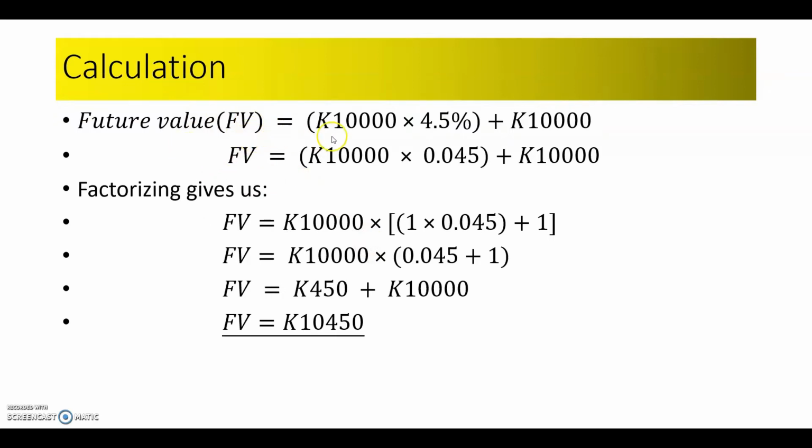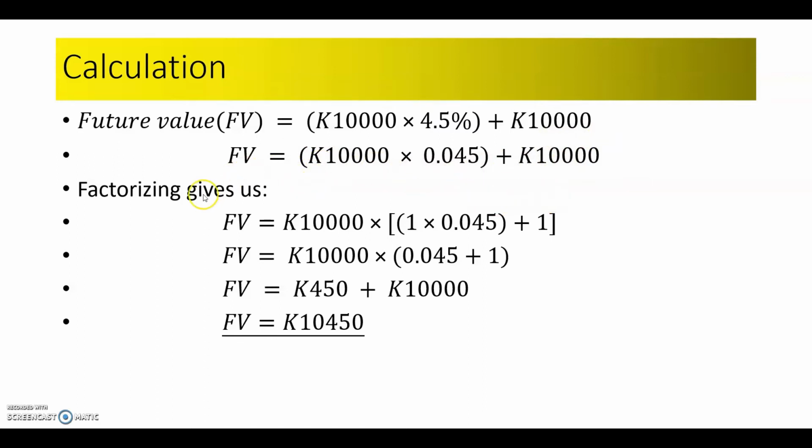So to find the future value, we'll first of all have to find compound interest, which is done by multiplying 10,000 by the interest rate, which is 4.5%. And then we add the 10,000 kwacha to find the future value. Okay? So I'm sure you can easily follow the stages.